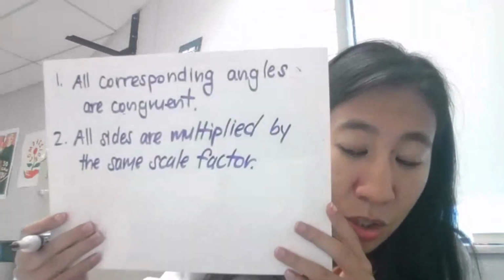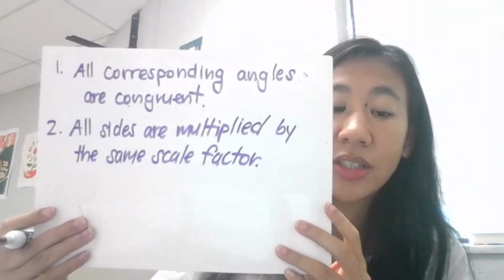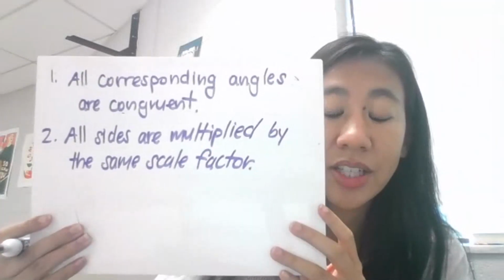And the second key property is that all sides are multiplied by the same scale factor. If you're multiplying one side of the triangle or the rectangle or the rhombus or whatever shape, if you're multiplying one side by 2, you've got to also be multiplying all the sides by 2. So all sides are multiplied by the same scale factor. So I'm writing this out on the whiteboard. I'll hold it up to the camera in just 1 second. And so these are those two key properties of dilations that we need to remember. And these can help us solve any kinds of questions about dilations and about scale factors in the future.